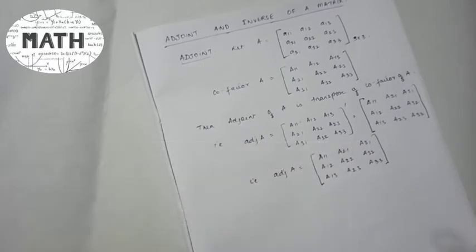Before I go forward, there are actually two definitions. The first definition is about singular and the next definition is about non-singular. A square matrix A is said to be singular if determinant of A is equal to 0. Similarly, a square matrix A is said to be non-singular if determinant of A is not equal to 0. I hope you're clear till there.